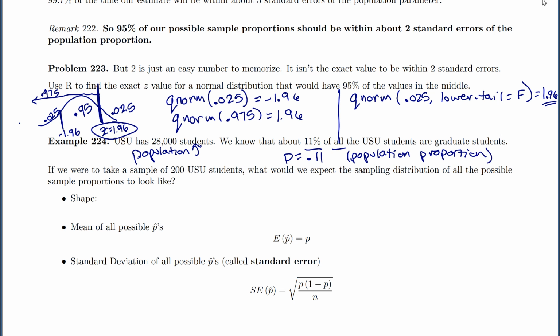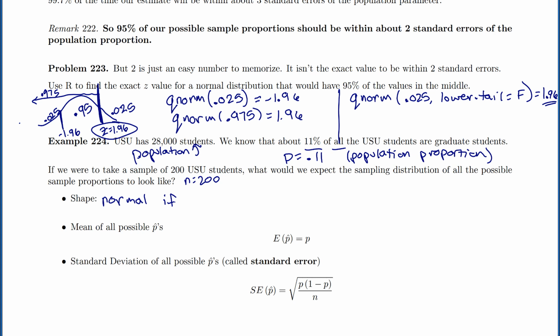Now, if we were to take a sample of 200 USU students, so we'd have a sample size of 200, what would we expect the sampling distribution of all the possible sample proportions to look like? So we've done this. This goes back to our sampling distribution, but this is setting us up to learn some new information. So first, what do you think the shape would look like? The shape would be normal.